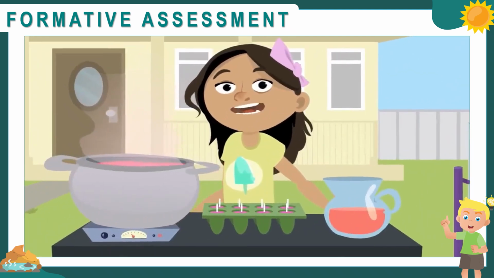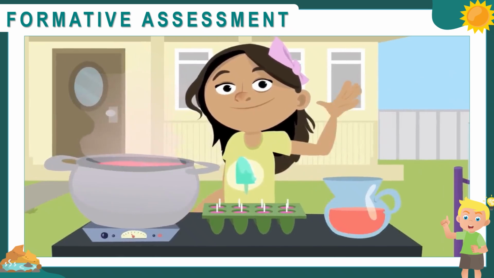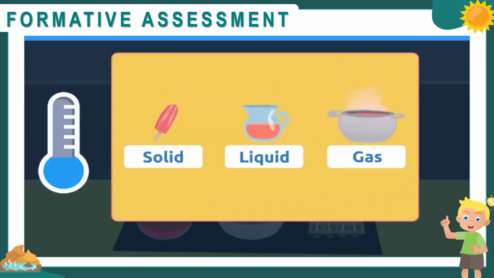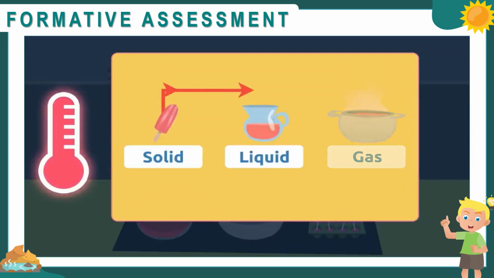These are the changes in the states of matter. Let's recap. If we heat solid matter, it becomes a liquid. We call this process fusion. If we heat liquid matter, it becomes a gas. We call this process vaporization.